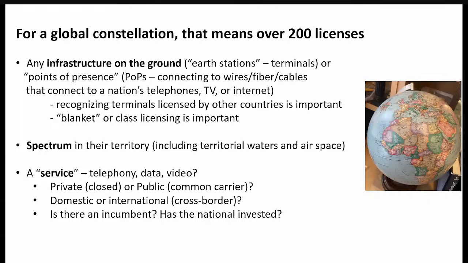Bear in mind that that means these constellations, these companies, will be dealing with close to 200 administrations around the world. And the more harmonized the licensing is, the easier it will be for you and your neighboring nations to receive the services. Again, any infrastructure on the ground is yours to license.